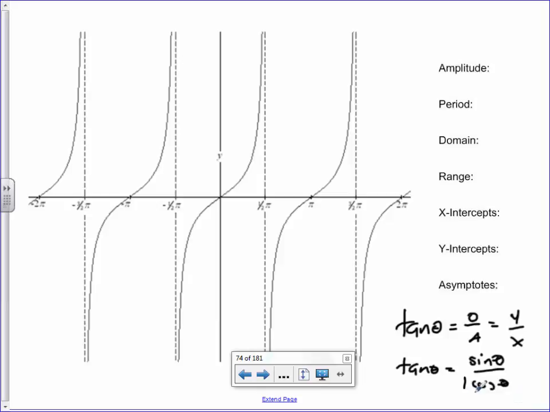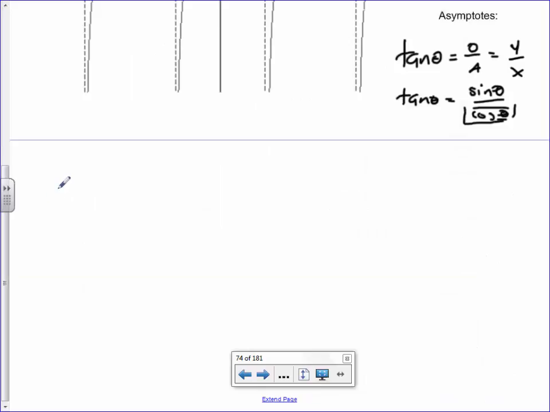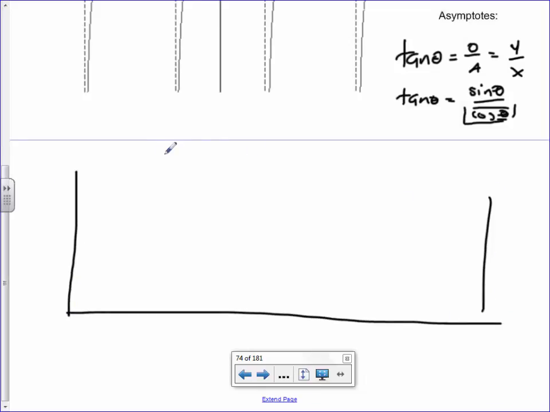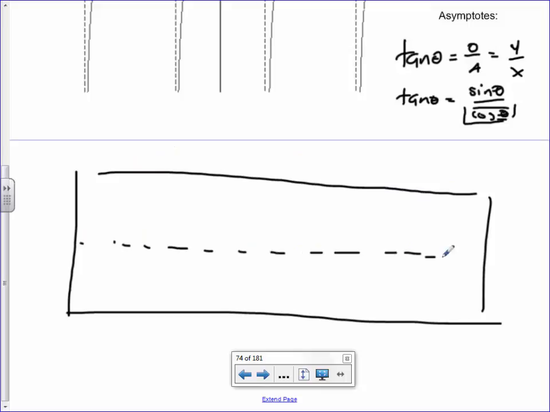What ends up happening is wherever cosine is 0, you can't divide by 0, so you get asymptotes. Where was cosine equal to 0? You guys have that little manipulative we made last time? I'll just redraw one real quick in case you don't have it nearby. Yeah, it was every half pi basically. Well, it was half pi, and then it was every pi after that.